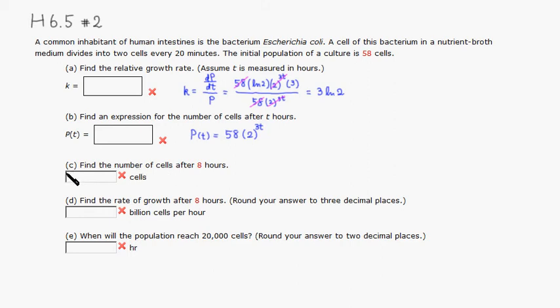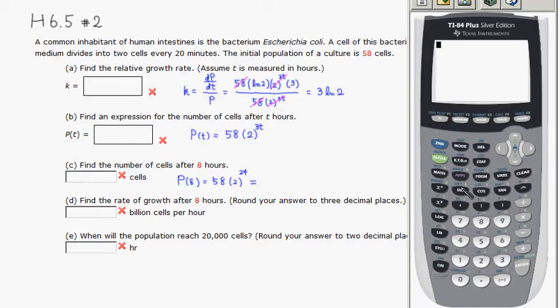Now let's look at part C. We want to find the number of cells after 8 hours, so we're just looking for P of 8. That's going to be 58 times 2 to the, 3 times 8, so 24. Let's find this value using a calculator: 58 times 2 to the 24.